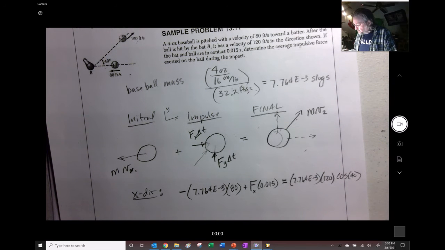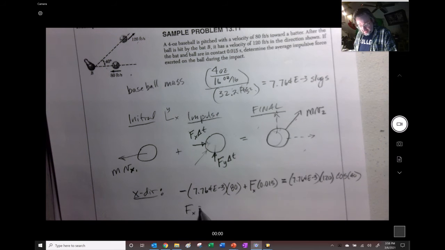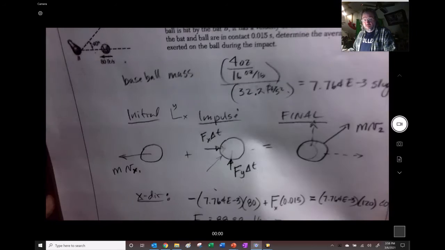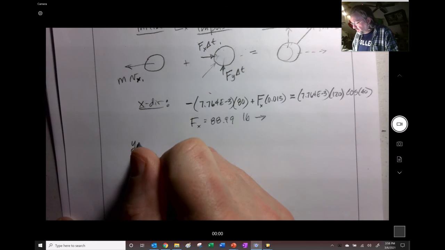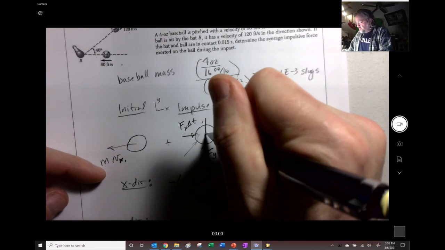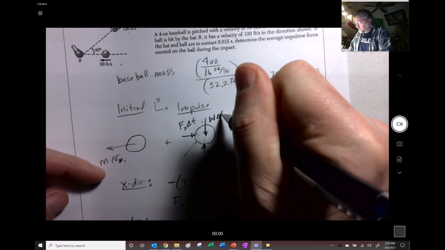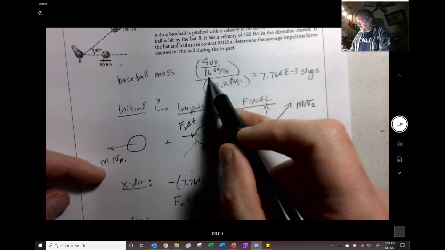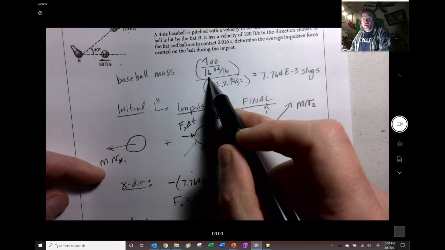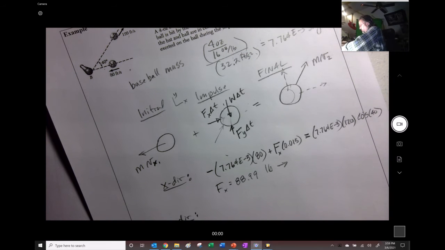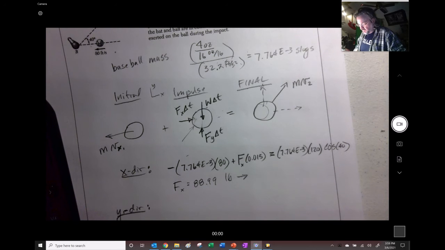Did I do everything right? Yeah, I think so. And I get an Fx equal to 88.99 pounds, and it's positive. Now I want to do the y direction. Maybe we want to do it with and without the weight, because we didn't put the weight on there. That's going to be 4 ounces divided by 16, so it's 0.25 pounds. You could do the math yourself and figure out how little that's going to be, and I'll do it for you.